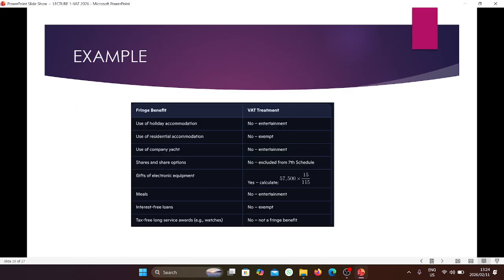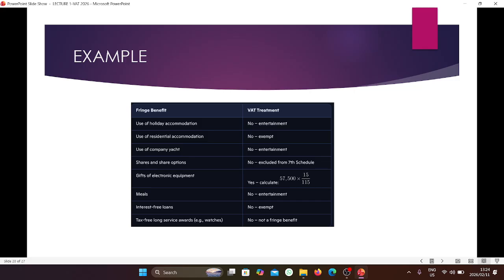There's an example here, which is also part of your slides. The use of a holiday home. When you're taking someone out on a holiday, you are entertaining them, so it's entertainment. Residential accommodation, remember we spoke about residential accommodation. Oh, by the way, I made a mistake. It's not zero rated, it's exempt supplies. Use of residential accommodation is exempt. Use of a company yacht, going out on a yacht, that's entertainment, therefore there's no VAT on it.